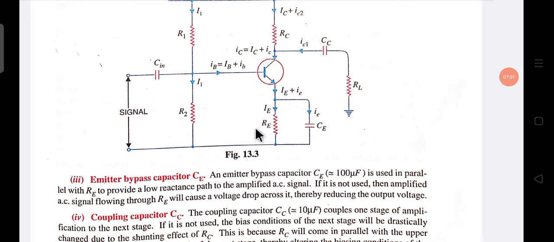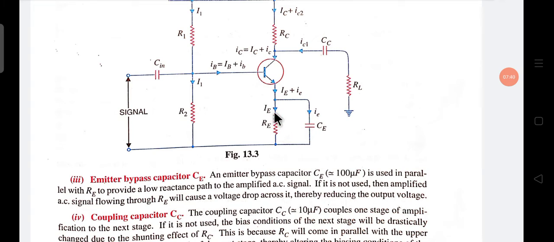If we don't use the emitter bypass capacitor, the path becomes highly resistive, so whenever the current IE flows through it, a voltage drop happens. The signal flowing through RE causes a voltage drop across it, thereby reducing the output voltage.